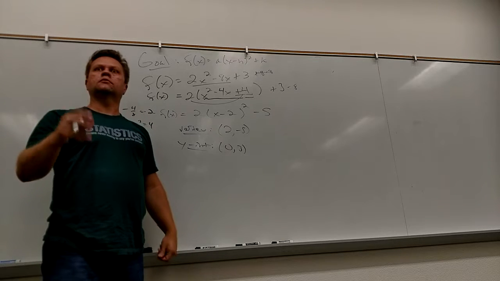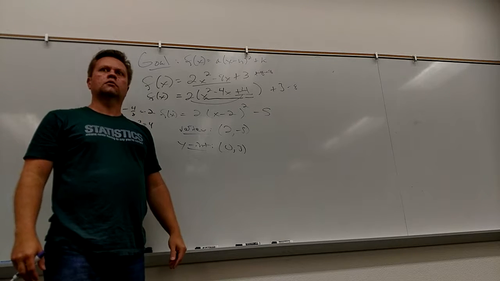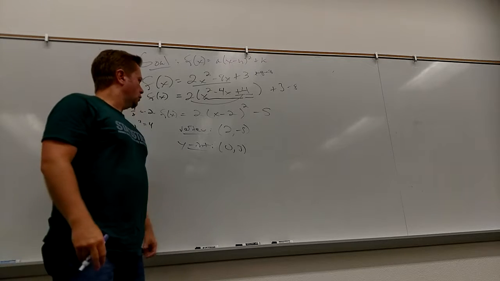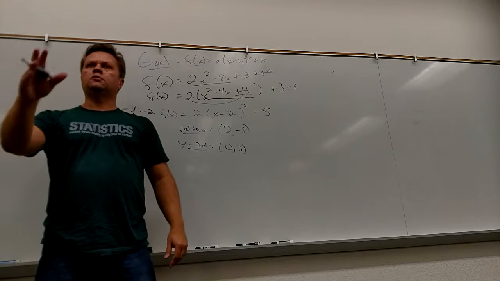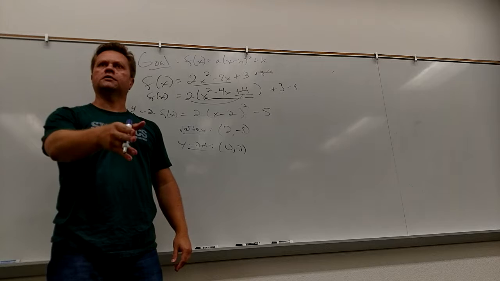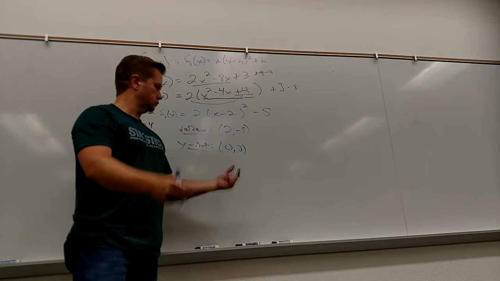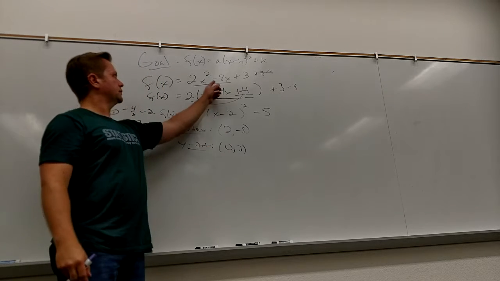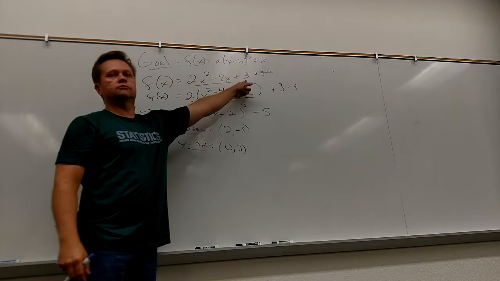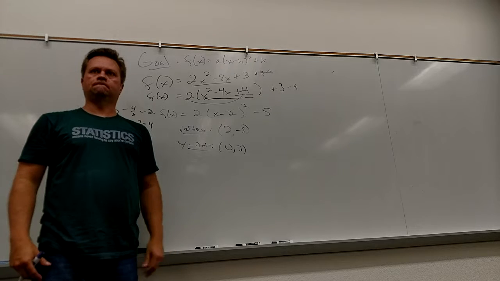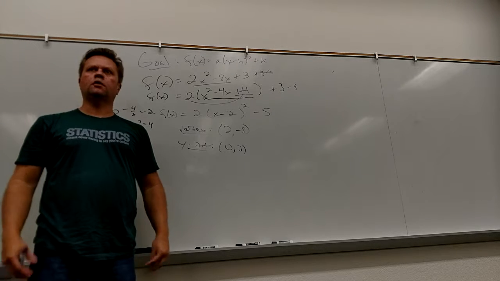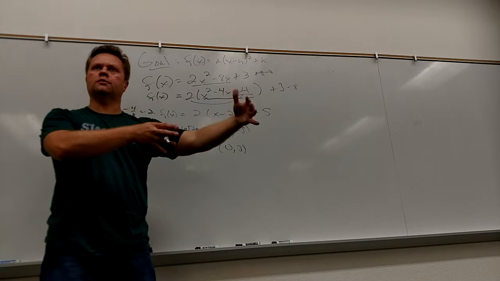Yes, ma'am? I'm confused with the y-intercept. How do you get the y-intercept 0? How do you always find the y-intercept? You make x 0. And when I make x 0, what do I get? 0, 0. I get 3. Yep. That's it. Y-intercept is always going to be 0, comma something.